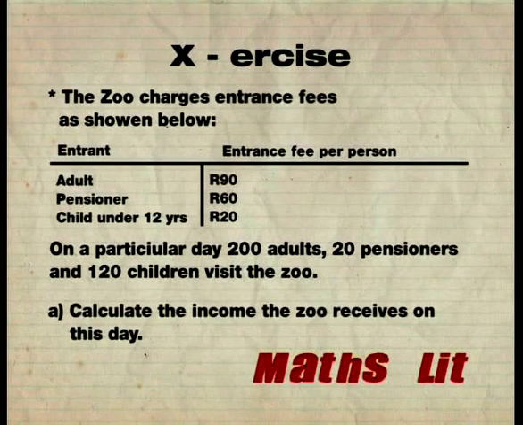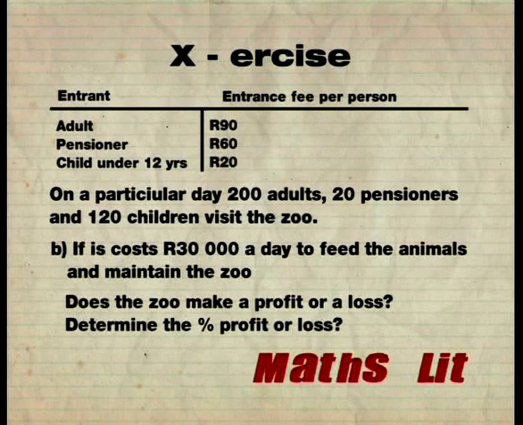Exercise 1. We are told that the zoo charges an entrance fee as shown below. On a particular day, 200 adults, 20 pensioners, and 120 children visit the zoo. Part A. Calculate the income the zoo receives on this day. Part B. If it costs 30,000 Rand a day to feed the animals and maintain the zoo, does the zoo make a profit or loss on this day? And determine the percentage profit or loss.